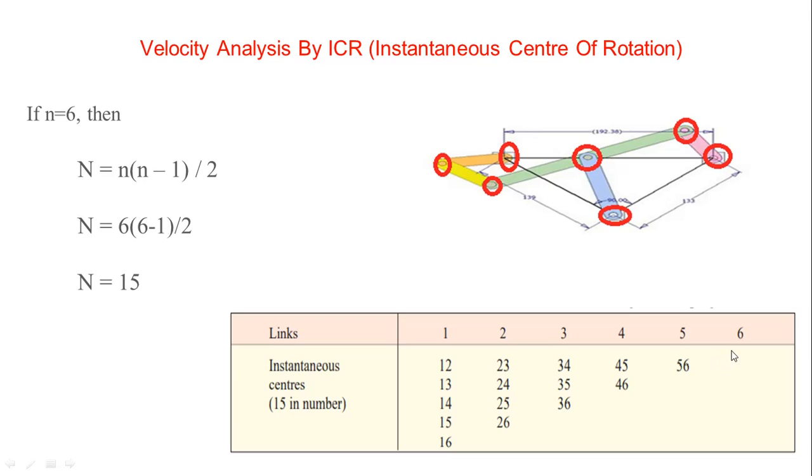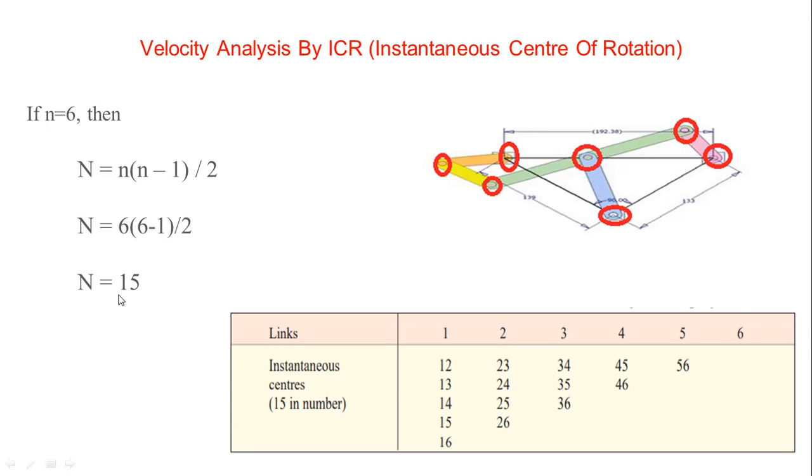And for link number 6, it has already been covered: 5-6, 4-6, 3-6, 2-6 and 1-6. So if you measure it, it will be 5 plus 4 plus 3 plus 2 plus 1. The total number will be equivalent to 15 ICRs.